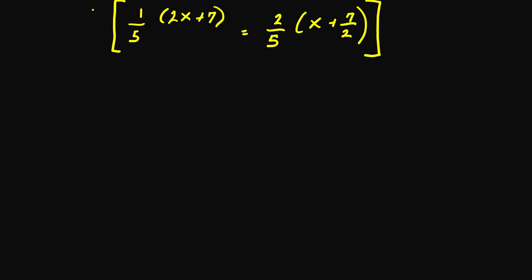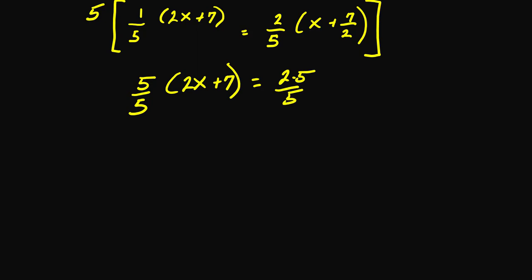I'm going to multiply the entire equation by 5. That becomes 5 over 5 times 2x plus 7 equals 2 times 5 over 5 x plus 7/2. Those 5's cancel out. That's great. I got rid of that denominator.